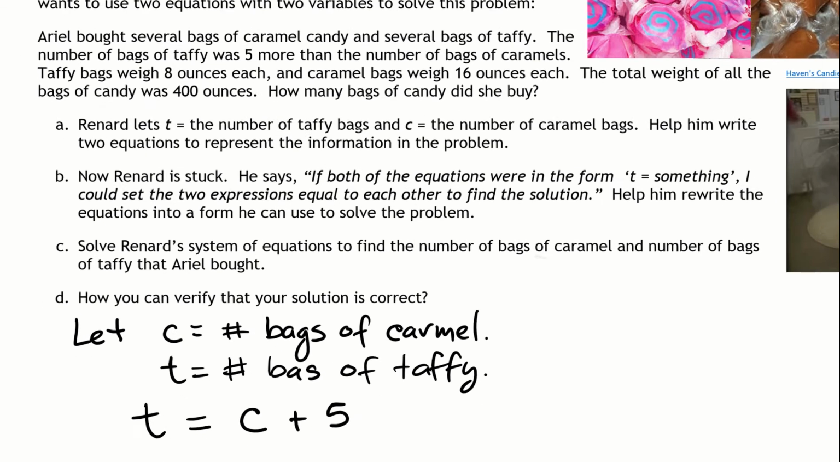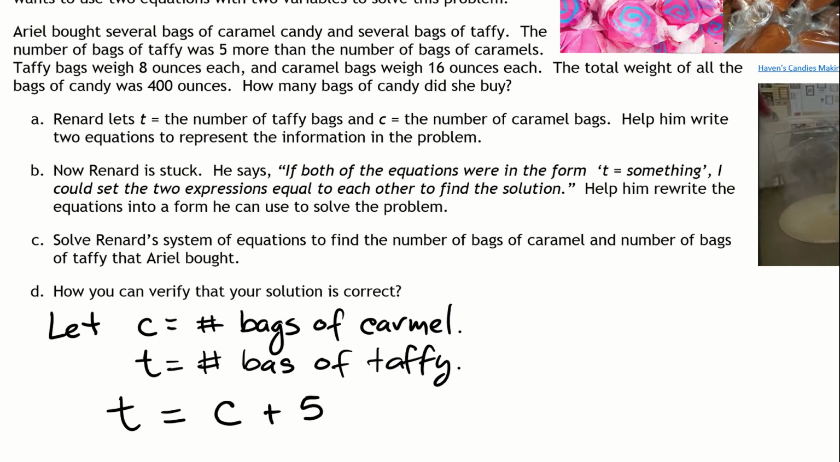The number of bags of taffy was 5 more than the number of bags of caramel. Okay. More information. Taffy bags weigh 8 ounces each, and the caramel bags weigh 16 ounces each. The total weight of all the candy was 400 ounces. How many bags of each did she buy?